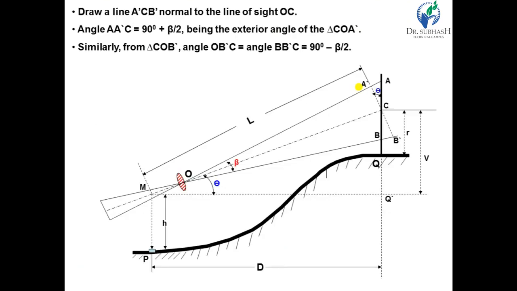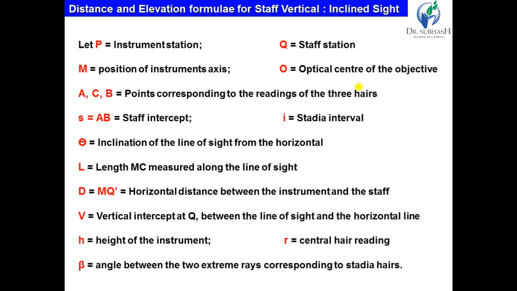These figures are used for when the line of sight is inclined, where P is the instrument station, Q is the staff station, M is the position of the instrument axis, O is the optical center of the objective, A, C, B are the points corresponding to the readings of the three hairs, and S is equal to AB. I is equal to the stadia interval. E is equal to the inclination of the line of sight from the horizontal. L is equal to the length of MC measured along the line of sight. D is equal to the horizontal distance. V is equal to the vertical intercept. H is equal to the height of the instrument. R is equal to the central hair reading, and beta is equal to the angle between the two extreme rays corresponding to the stadia hairs.